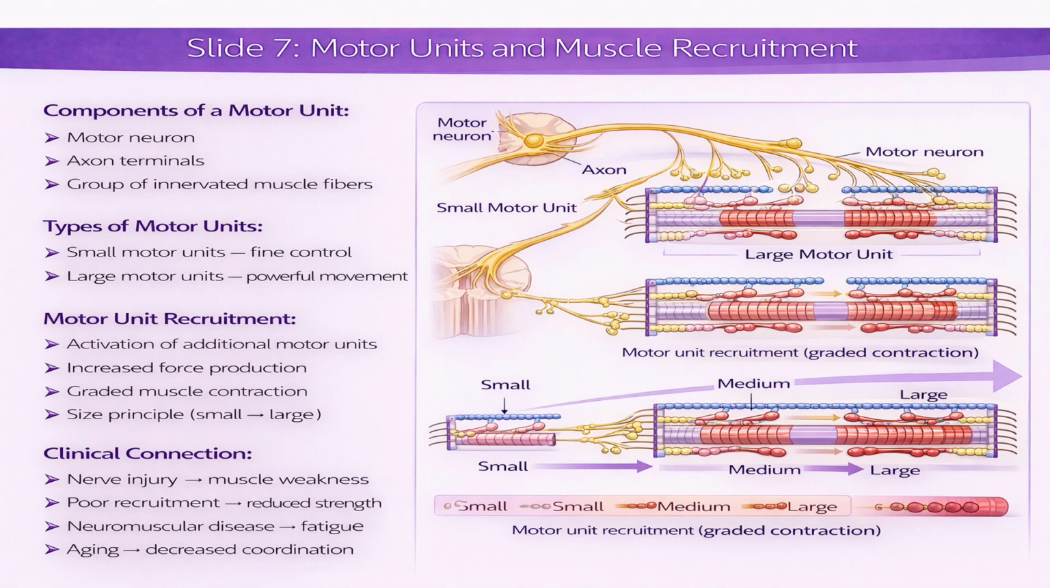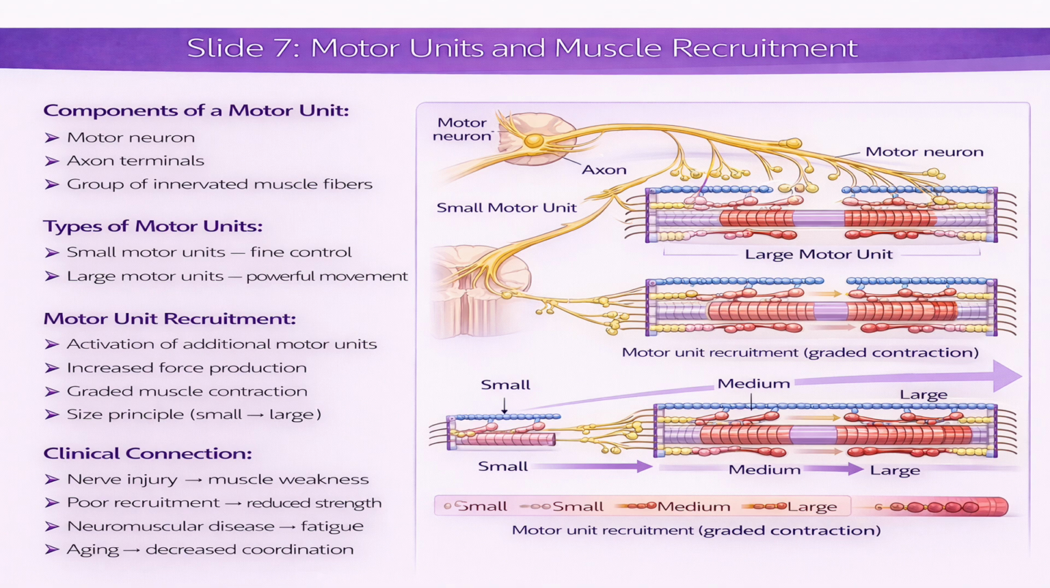A motor unit consists of a single motor neuron and all the muscle fibers it innervates. Each motor unit functions as a basic control unit that determines how much force a muscle can generate. When a motor neuron sends an impulse, all of the muscle fibers within its motor unit contract simultaneously. This principle, known as the all or none response, ensures coordinated and efficient muscle activation.